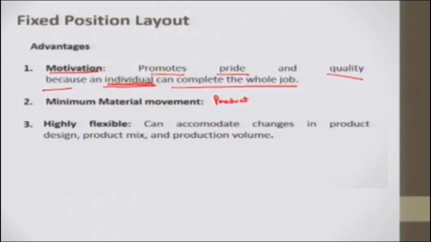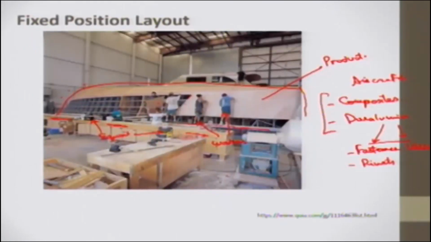Highly flexible things are here, can accommodate changes in product design, product mix and production volume. Because the product is fixed, there is no need to move. The only arrangement is that the workers can take the subassemblies or components wherever they need to put them. So if some changes are made, for example, there are some seats which are fixed here, now the position is changed to another place. So this flexibility is very much high here. This is very much possible here.